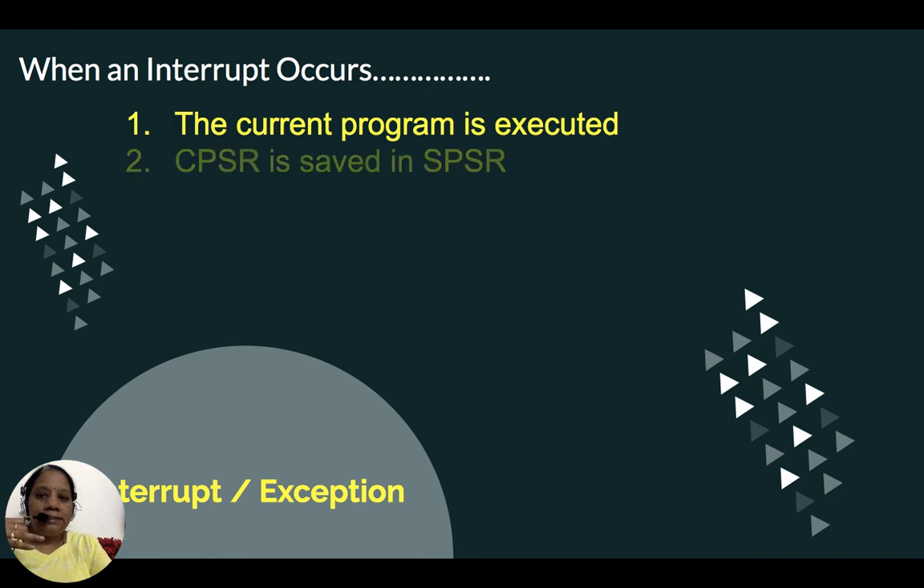The next thing is your CPSR, that is your current program status register content, will have to be taken and saved into SPSR. We know that SPSR is a banked register. That means every mode has their own SPSRs. Now I told you, suppose it is an undefined interrupt. Then you take the CPSR and store it into SPSR of undefined mode. Okay, we have seen that in the register programmer's model. So this is a banked register.